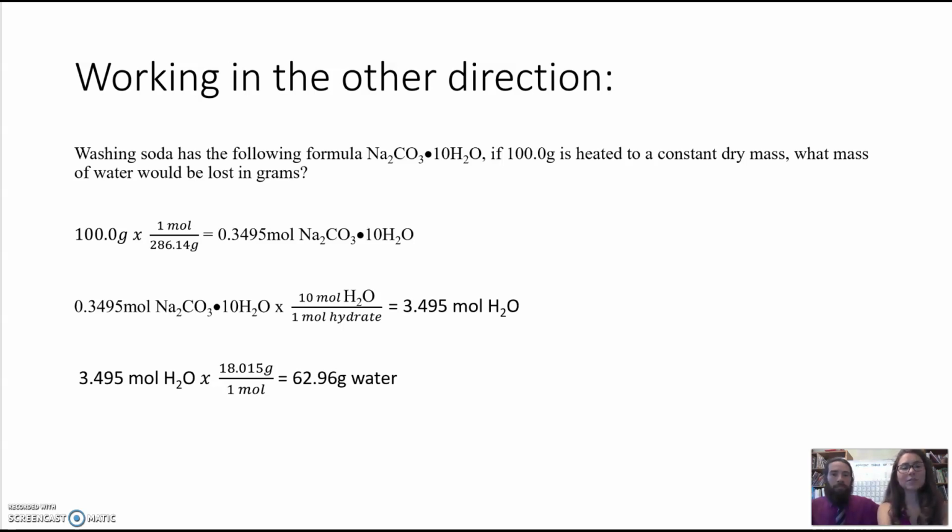So if we start with 100 grams, this is from the periodic table, and that includes the 10 waters. You have to add 18 grams for each water, so that's times 10. So it's a pretty large molar mass, grams per mole. Now we have the moles of the entire hydrate, and this is the mole island piece. This is the compound stoichiometry piece. There are 10 waters for every 1 hydrate. So that means there's 10 moles of water for every 1 mole of hydrate. That means we have our moles of water, and easy peasy, from moles of water we can get grams of water from the molar mass.